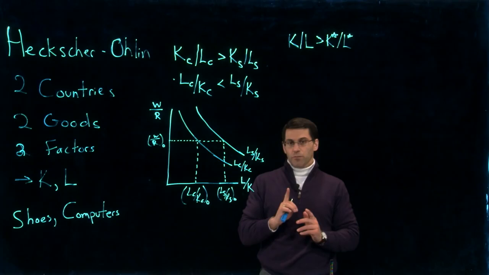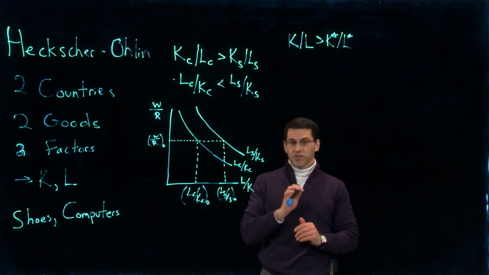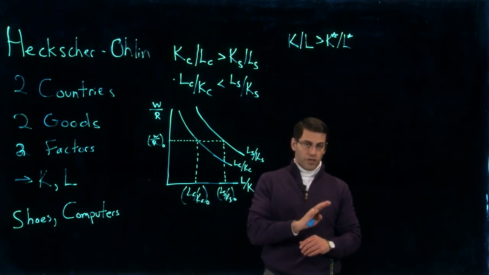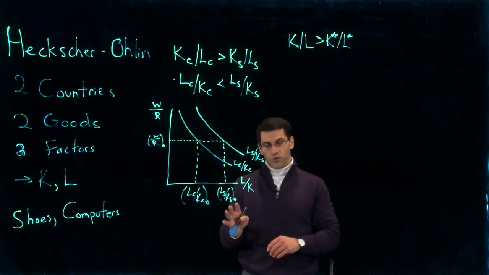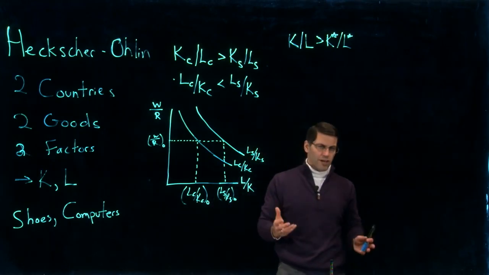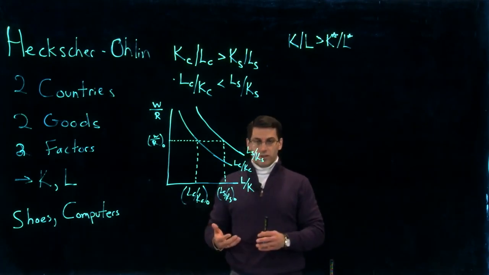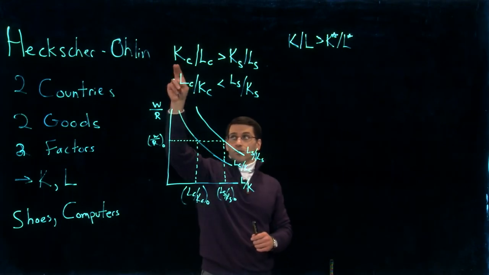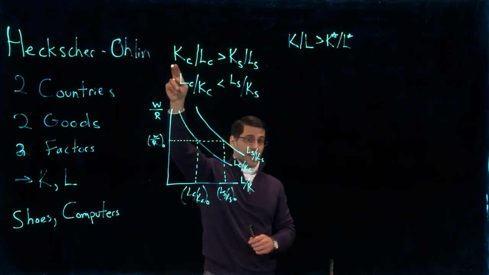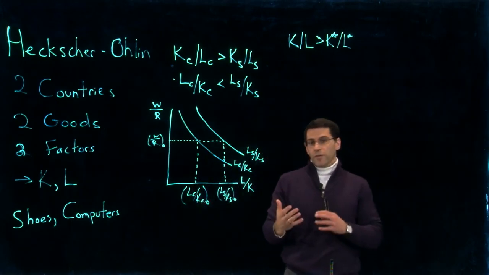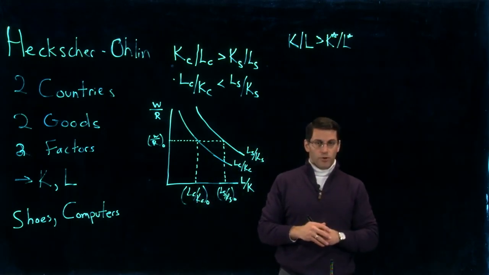The one key assumption we have here is that technologies are the same across the two countries. Home and foreign shoe producers use the same technologies. Home and foreign computer producers use the same technologies. Why is that assumption important? Well, this helps to rule out reversals of factor intensity. In other words, if computer production is capital intensive in the home country, it is also capital intensive in the foreign country. Without that, things can get a lot more complicated pretty quickly.